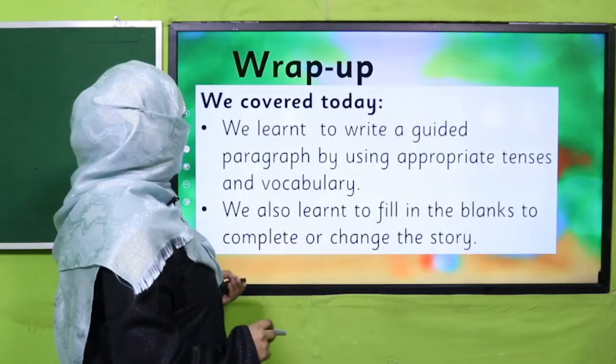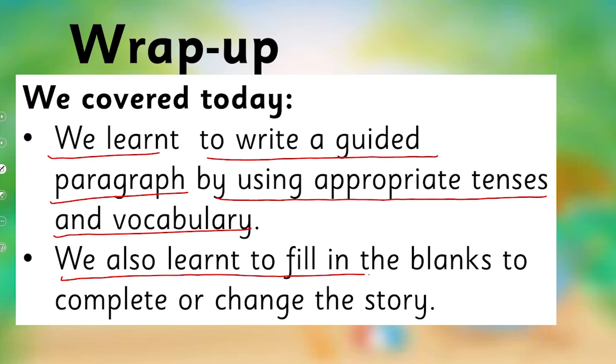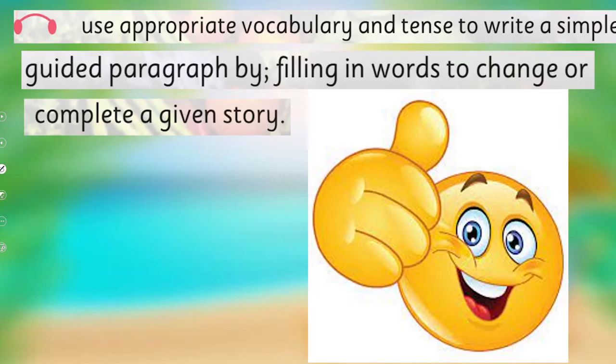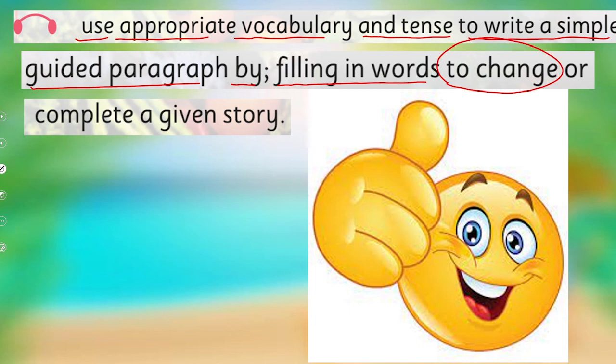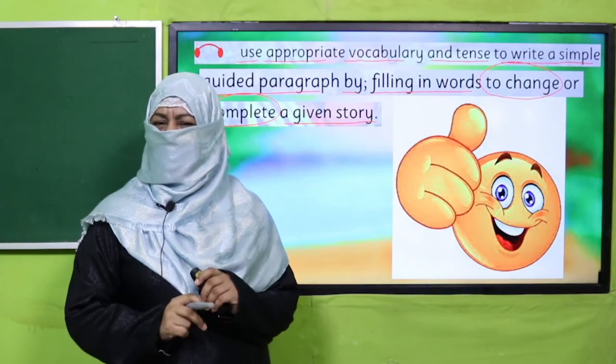So what we have learned today, we learned to write a guided paragraph by using appropriate tenses and vocabulary. We also learned to fill in the blanks, to complete or change the story. So in this way, we achieved our SLO to use appropriate vocabulary and tense to write a simple guided paragraph by filling in words to change or complete a given story. Are we done with it? Yes, and we thoroughly enjoyed doing it.